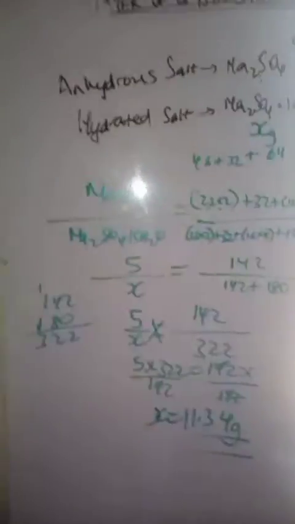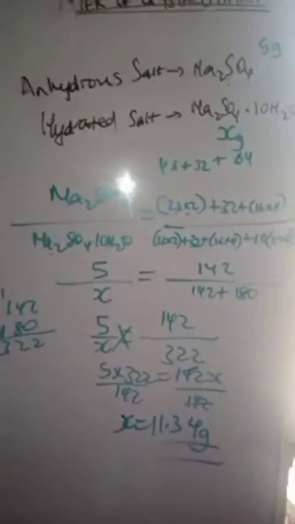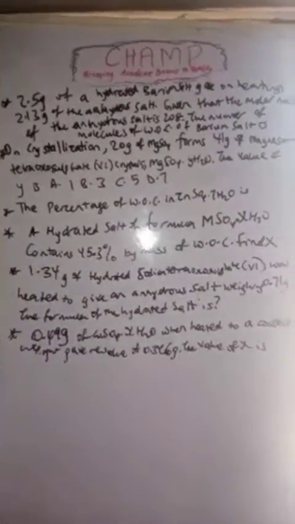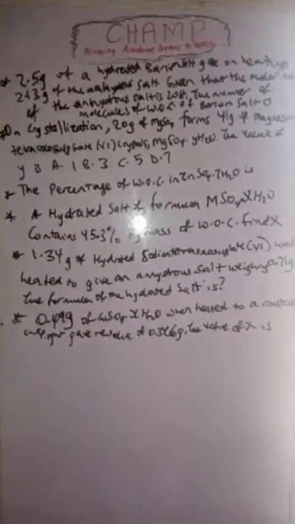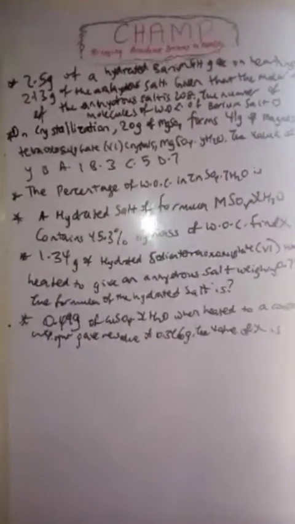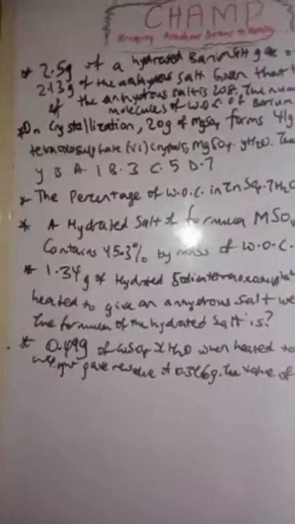So now we'll be taking all the past questions on this particular topic. So we have some past questions here. Please pardon my handwriting. So we take the questions one after the other now. 2.5 gram of hydrated barium salts gave 2.13 gram of the anhydrous salt. Given that the molar mass of the anhydrous salt is 208, the number of molecules of water of crystallization of barium salt is. So it's very simple, just analyze it.